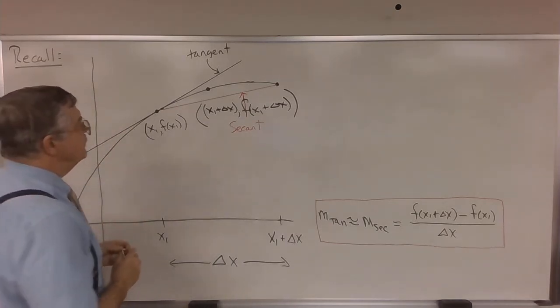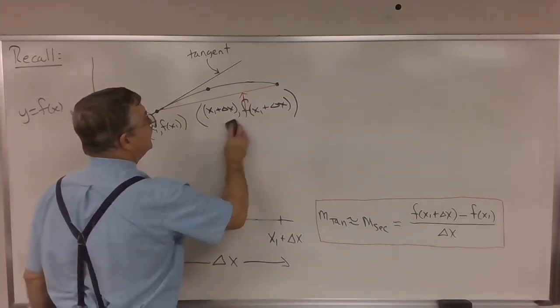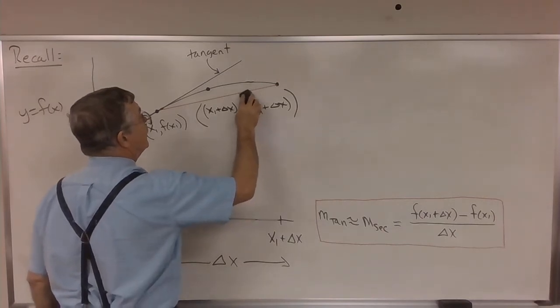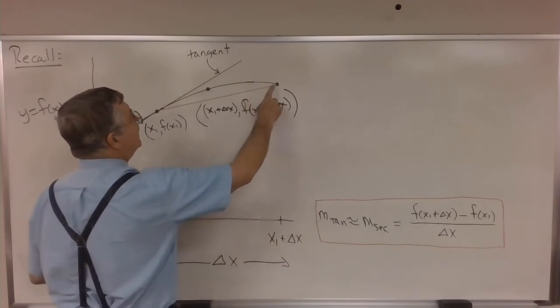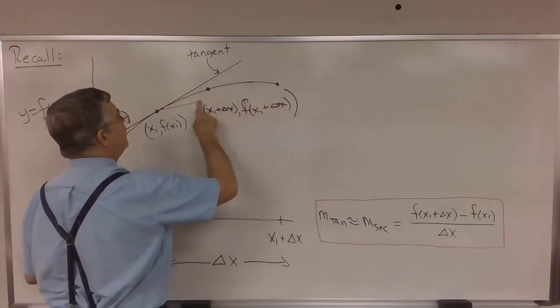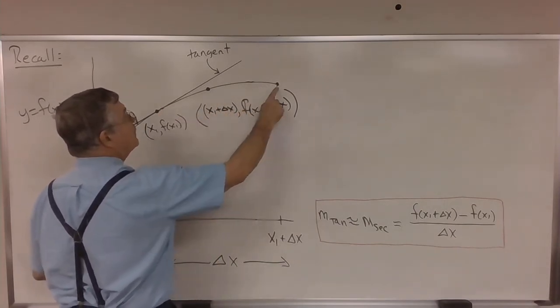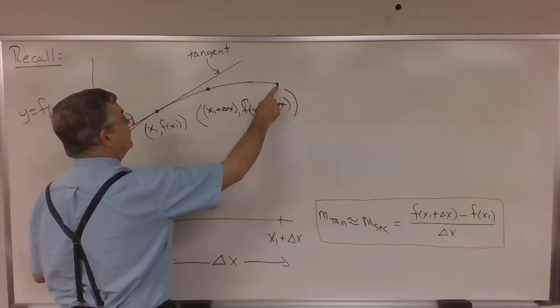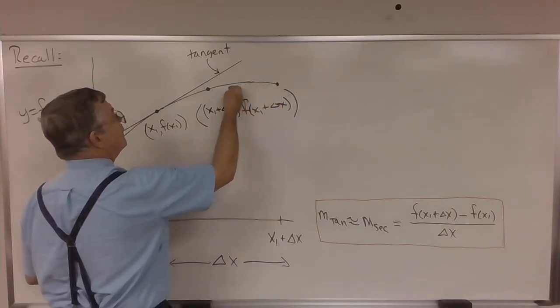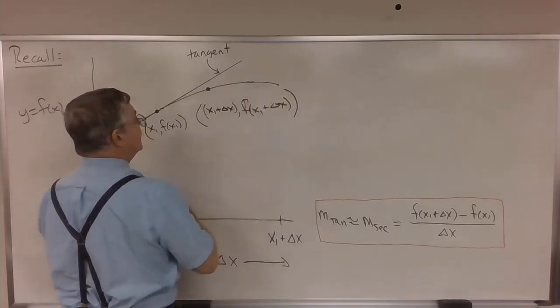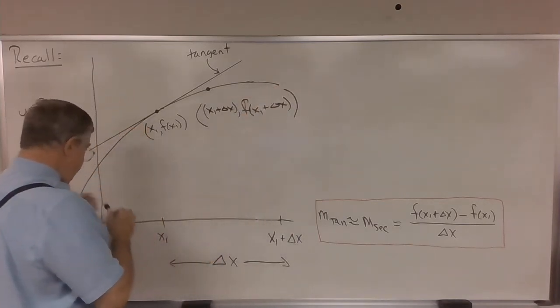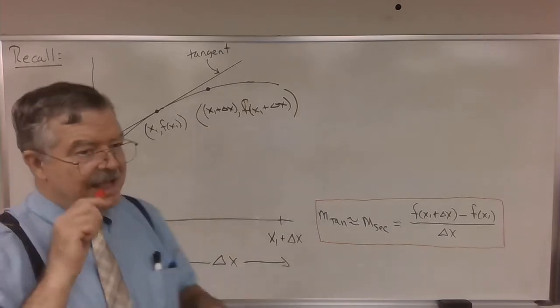And I'm going to have a new secant. Oh, by the way, I'll talk about that later. I'm going to take the end point of the secant and move it along the graph so that it's closer to the point of tangency. And so here's my new secant.